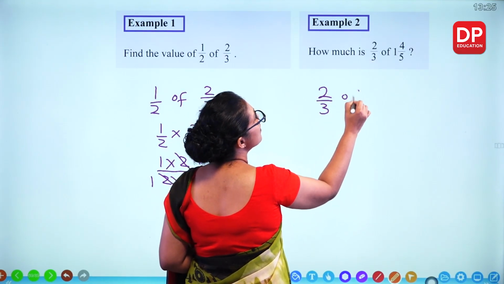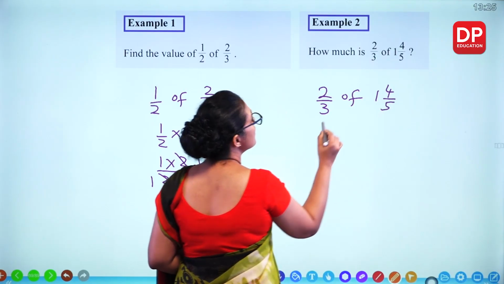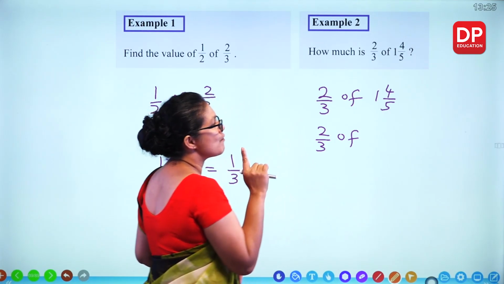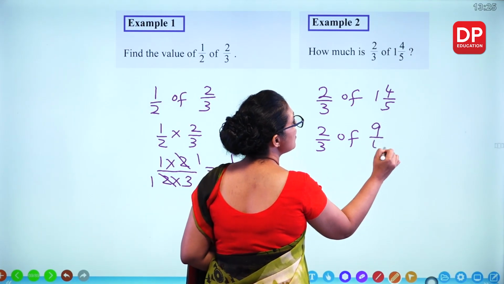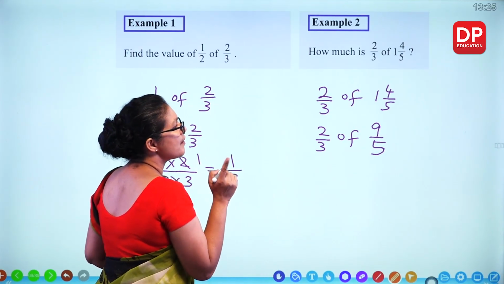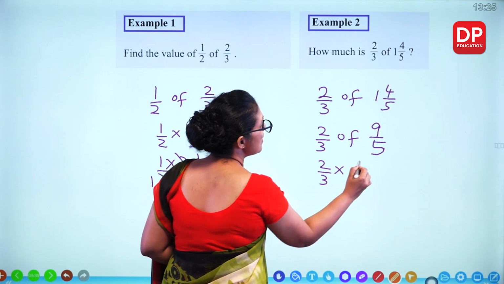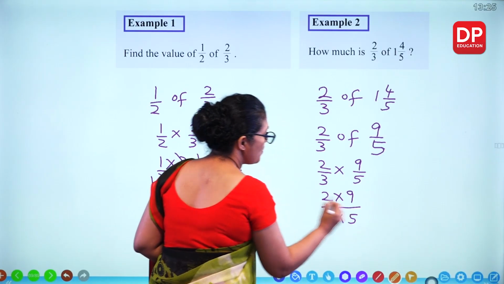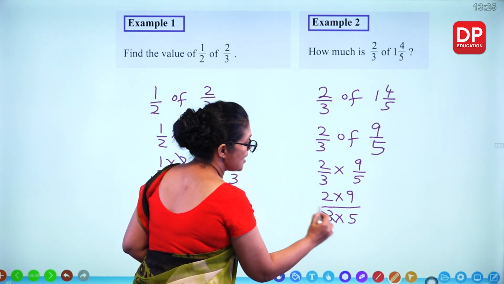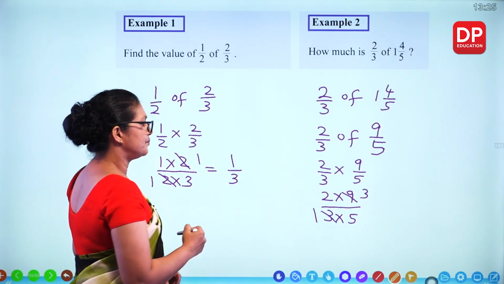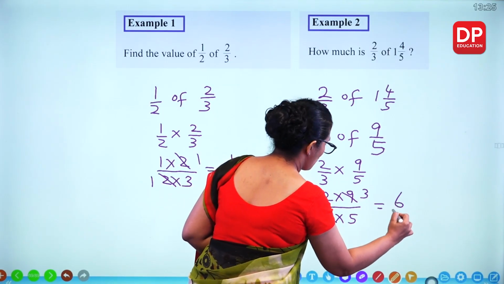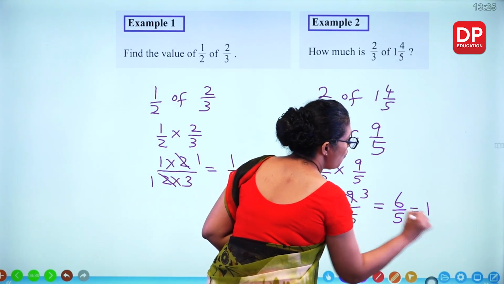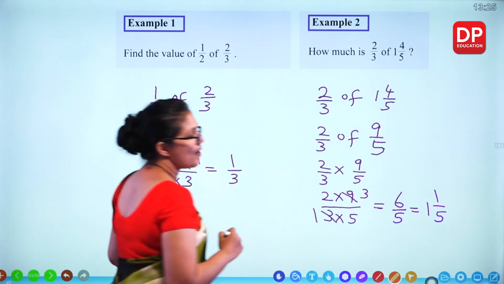This one, 2/3 of 1 over 5. So 2/3 of, convert to improper fractions. 5 times 1, 5. 5 plus 4, 9 over 5. Now, of means multiplication. Multiply the numerator separately and the denominator separately. 3 times 1, 3 times 3. You get 6 over 5. Write as a mixed number. 1 and 1/5.